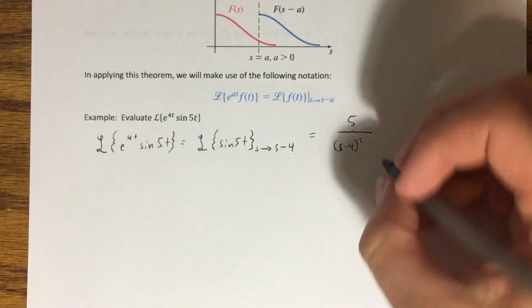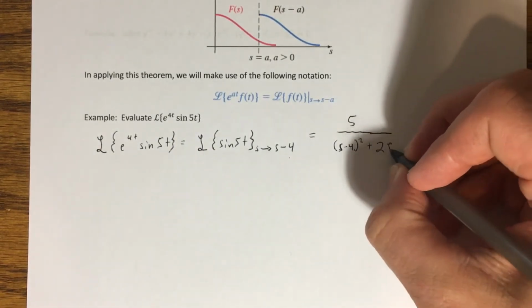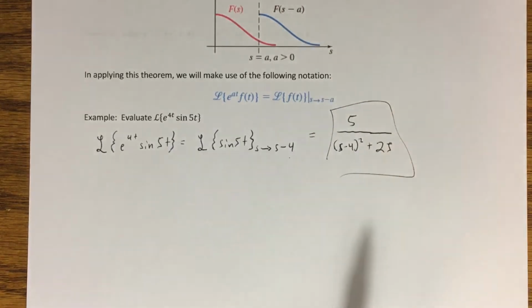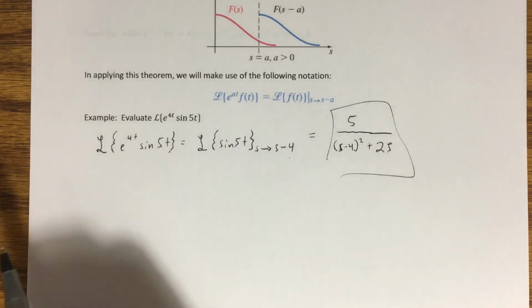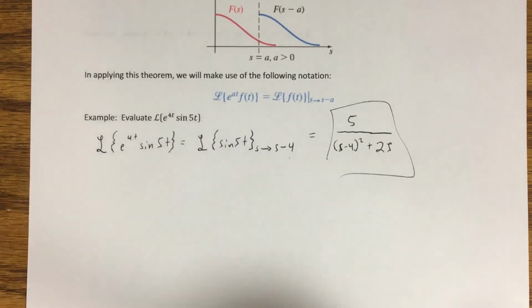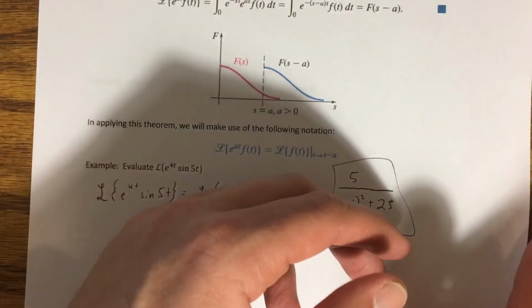Plus k squared, which now is 5 squared, or 25. So you can see how quickly I can evaluate what would have normally been kind of an intimidating Laplace transform by using this property. It's extremely, extremely efficient.